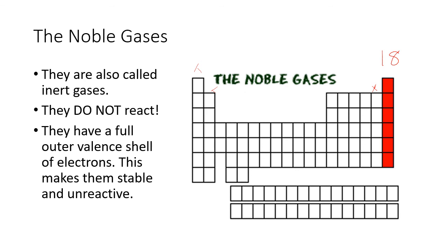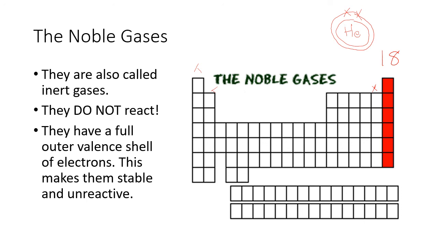They have a full outer valence shell of electrons. This makes them quite stable. So, for example, helium. If we draw helium, which is quite simple, there's our nucleus, and then we have our 1 valence shell, which has a maximum of 2 electrons, and helium, having the atomic number of 2, has 2 electrons, and that is a full valence shell.